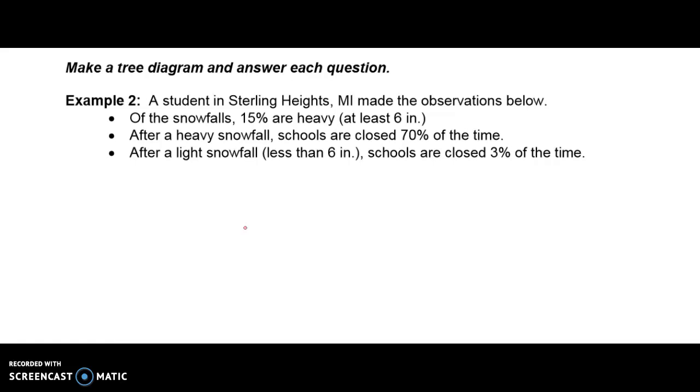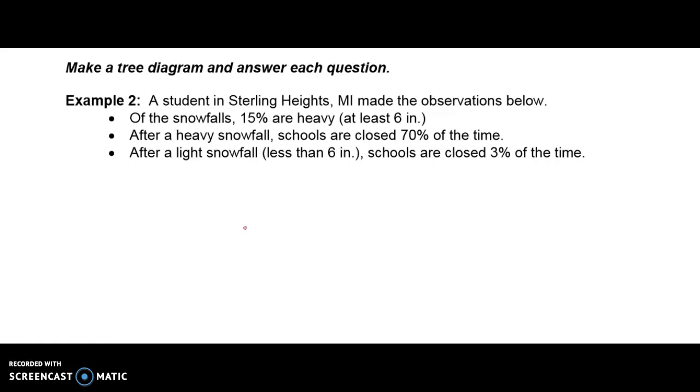Going to be doing part 2 of our probability lesson on conditional probability, which is the tree diagrams. So in example 2, it says make a tree diagram and answer each question. So let's just read the scenario. It says a student in Sterling Heights, Michigan made the observations below.